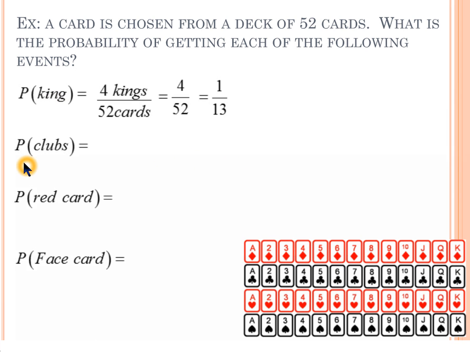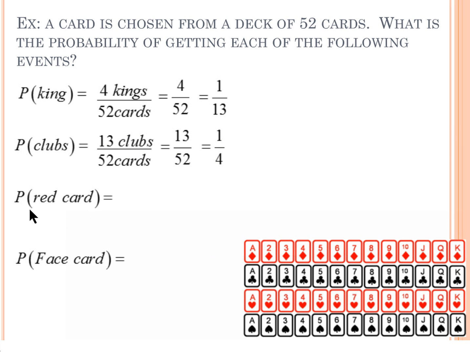All right, what's the probability now of getting a club? Well, here are my clubs right here at the bottom. We have 52 cards in the deck. 13 of them are clubs, so the probability would be 13 over 52, which is approximately 1/4.